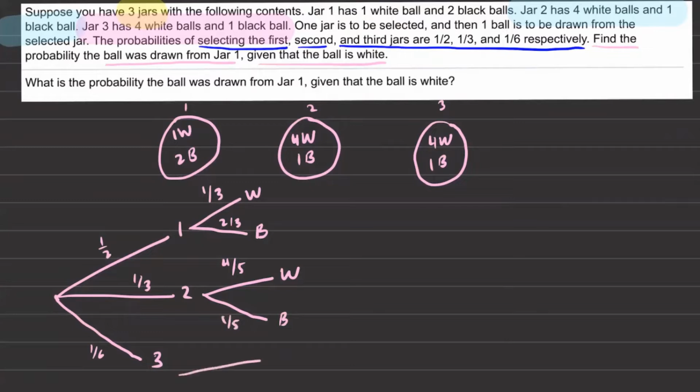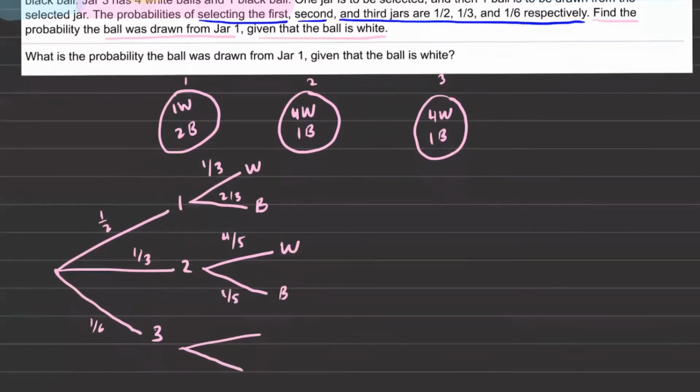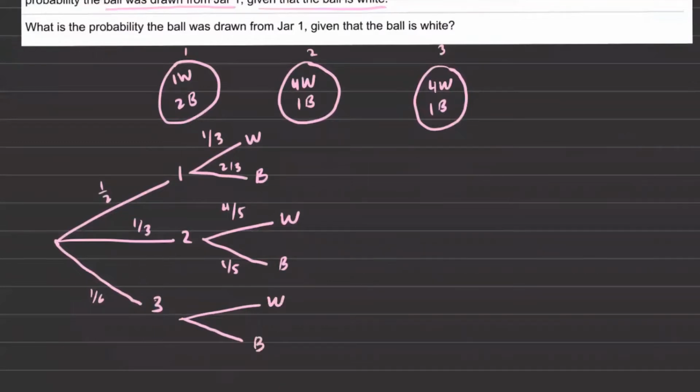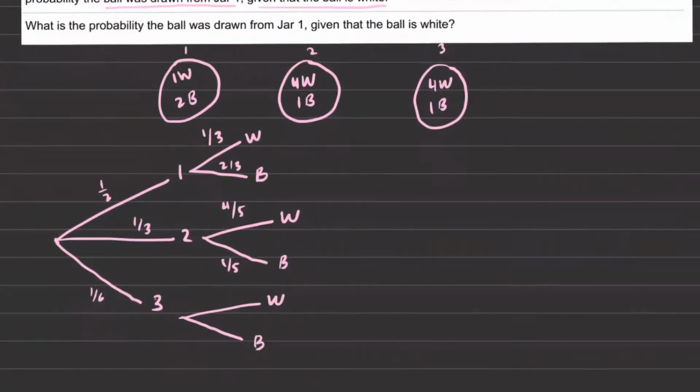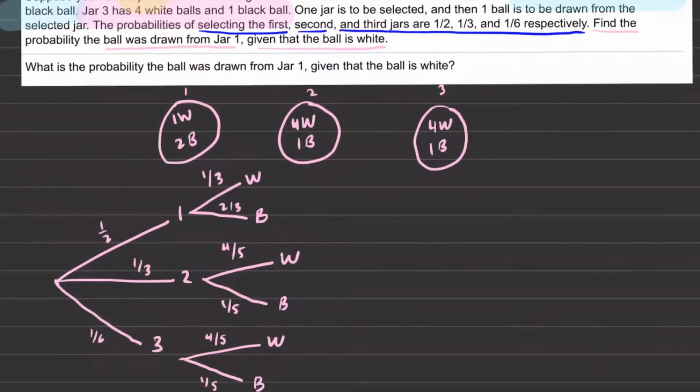And the last jar, we have, again, 2 options. So a white ball and a black ball. Now there are 4 white balls, so this is 4 out of the total 5, and this is 1 out of 5. So we got the probabilities down. Now we can answer the question, formulate this mathematically. Find the probability that the ball was drawn from jar 1, given that the ball was white.